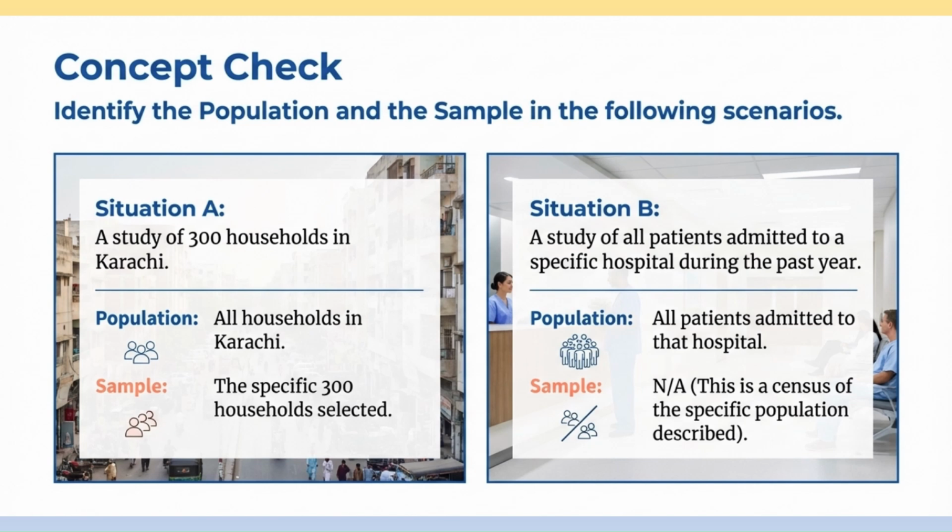Concept check. Identify the population and the sample in the following scenarios. Situation A: a study of 300 households in Karachi. Population: all households in Karachi. Sample: the specific 300 households selected. Situation B: a study of all patients admitted to a specific hospital during the past year. Population: all patients admitted to the hospital. Sample: not applicable. This is a census of the specific population described.